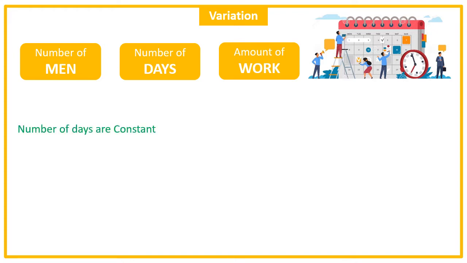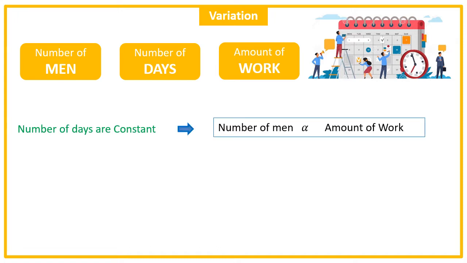Let us assume that the number of days are constant. So what will be the relation between men and work? Number of men will be directly proportional to the amount of work. More the number of men, more will be the work produced.